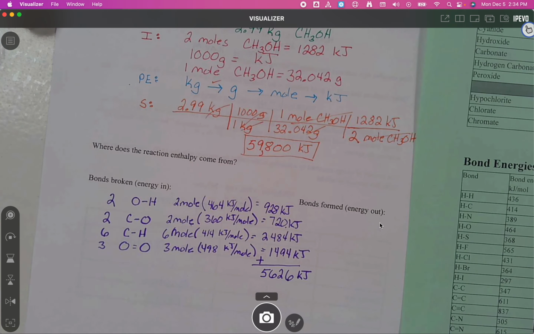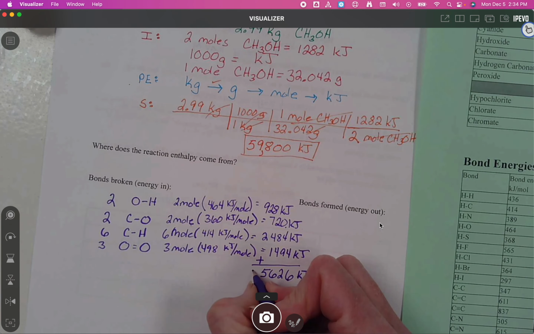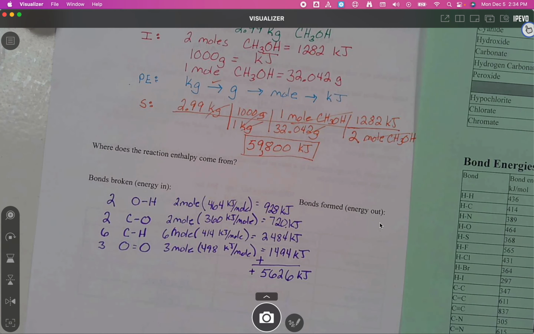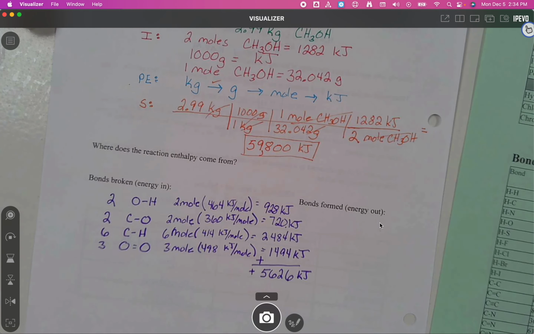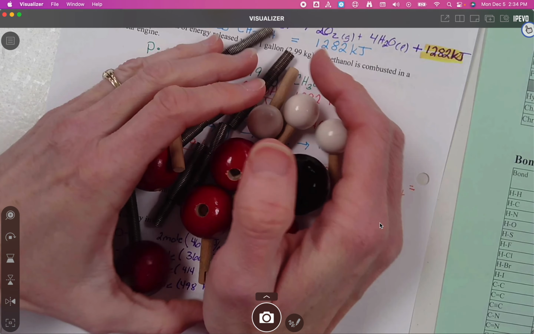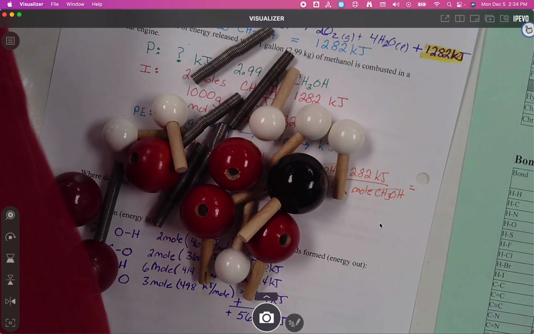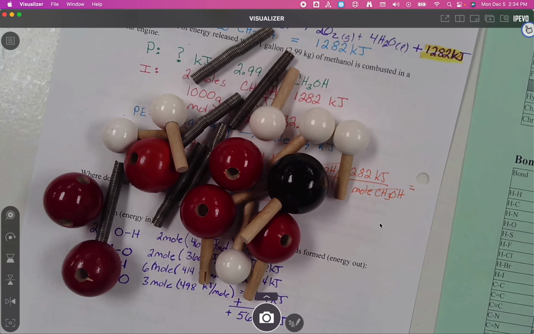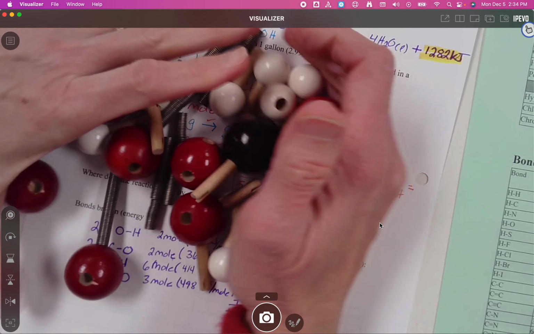That's energy flowing in. Okay. We had to put it in. So that's a positive number. But the reaction's only half done. We broke it into all these pieces, but now we have to make the things that are the products.